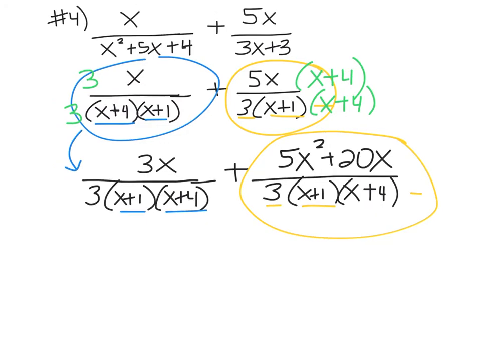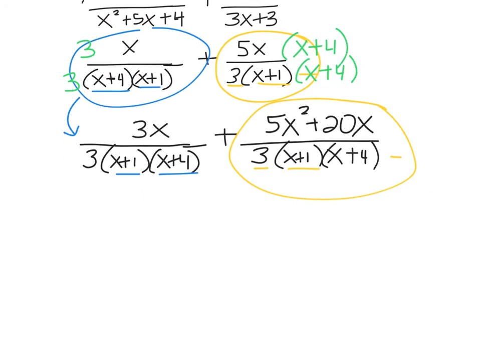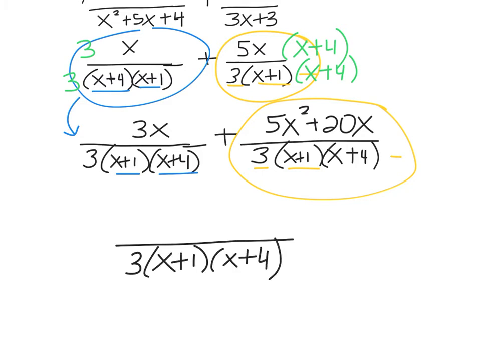Now we are ready to add our fractions. We have a common denominator, so this is my suggestion. Go ahead and list your common denominator on the bottom. Don't slash anything away, okay? We need them both to be the same. And then we're going to combine the top. Do we have any like terms? Yeah. 5x squared plus 23x. Perfect. And that's your answer.